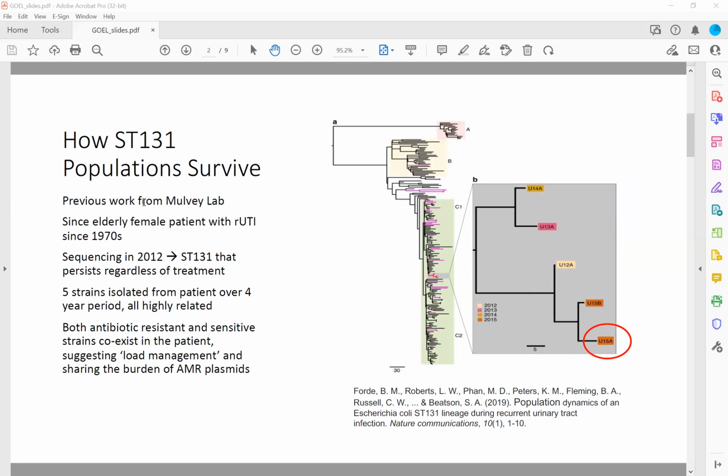And the sequencing work that was done in this lab before I came along showed that at any point you would have these strains persisting regardless of the antibiotic treatment that this woman was receiving.